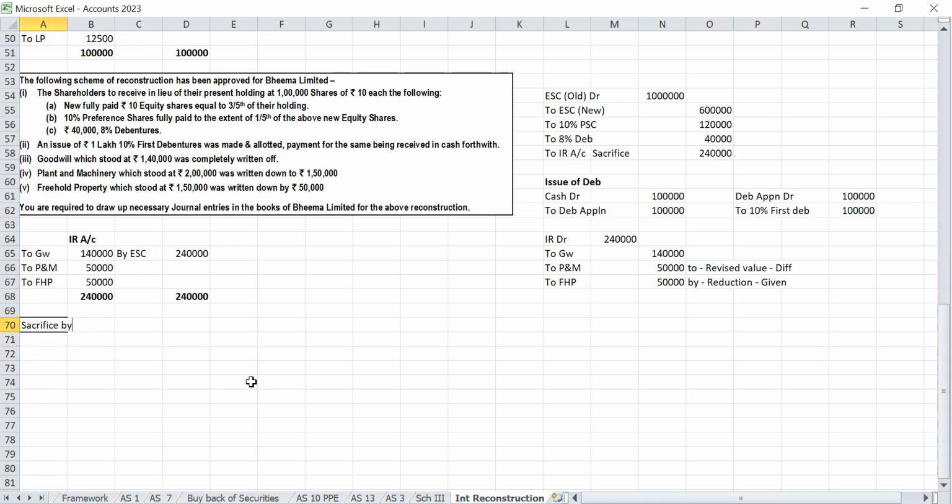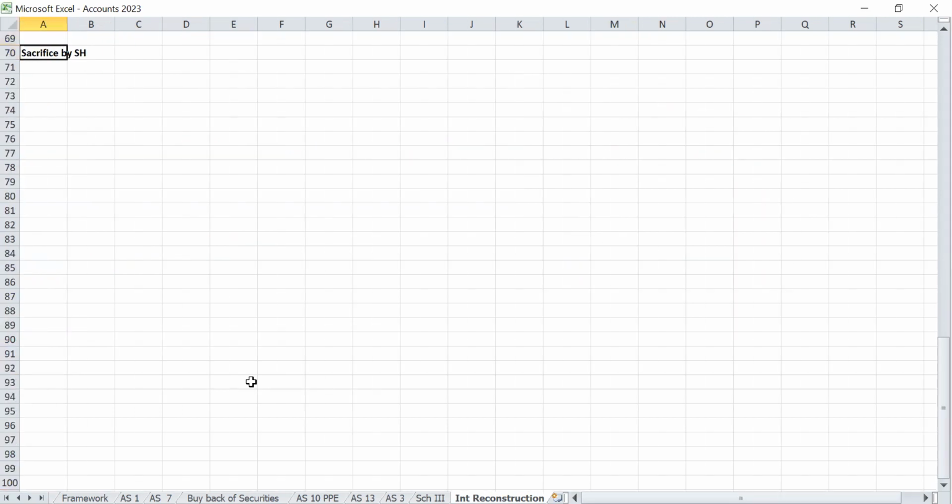Sacrifice by shareholder, I said we would discuss separately. That we will discuss now. Sacrifice by shareholder. There are three ways of sacrifice. Sacrifice by shareholder, three ways.